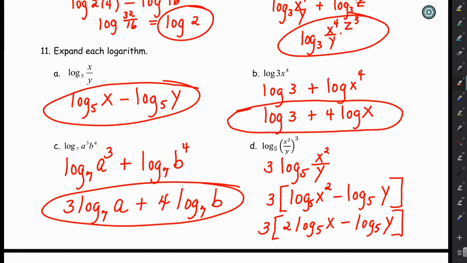Now you could leave it like this, or we could distribute the 3 as our final step. I think I'll do that. So 3 times 2 is 6. And so our final answer is 6 log base 5 of x minus 3 log base 5 of y.